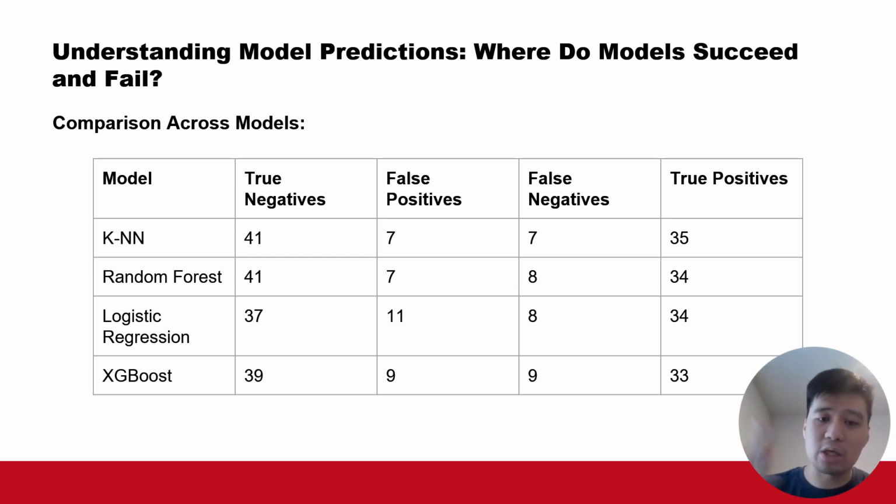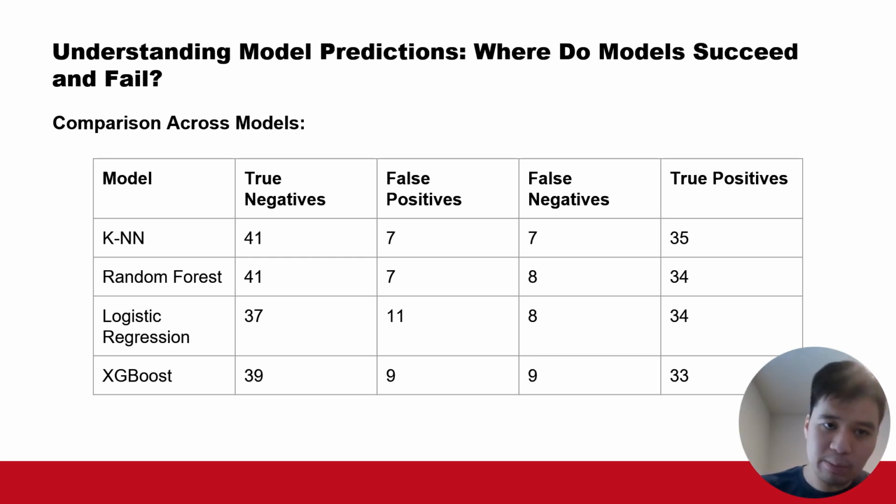However, comparing across models, KNN achieved the lowest number of false negatives at just 7. Random Forest had 8 false negatives, I'm sorry, let me correct that. Random Forest had 8 false negatives, Logistic Regression had 8 false negatives, and XGBoost had the most at 9 false negatives.